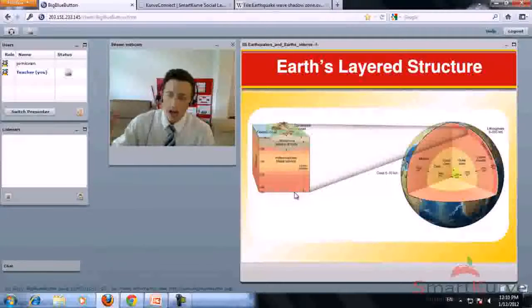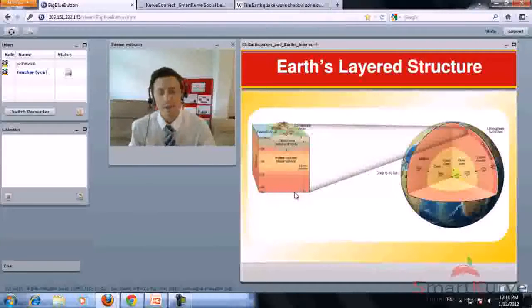As we go down further from the upper mantle, the asthenosphere, down into the lower mantle, that's made of the same type of stuff, but it's solid rock. That's where we get solid rock, down there in the lower mantle.